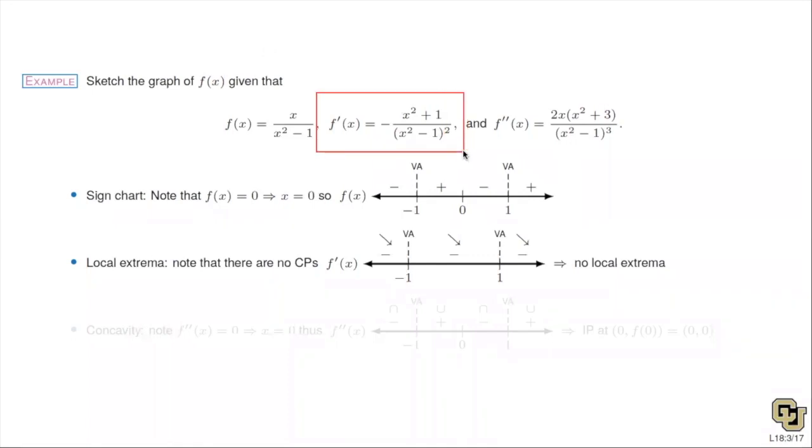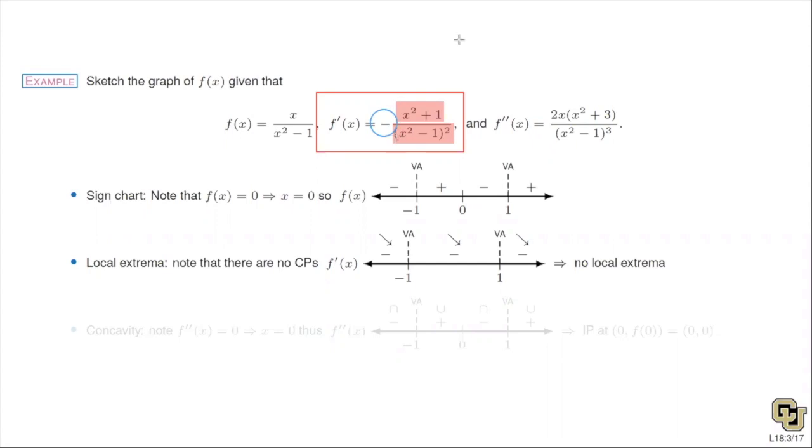I need to find out where the first derivative is either 0 or undefined. So I'm finding the critical points, and then put that on a number line and classify those critical points. Check if they're local max or local min. In this case, x squared plus 1 is always positive because x squared is always greater than or equal to 0, plus 1. X squared minus 1 quantity squared is also always non-negative. And then there's a minus sign in front. So here, this derivative is always negative.